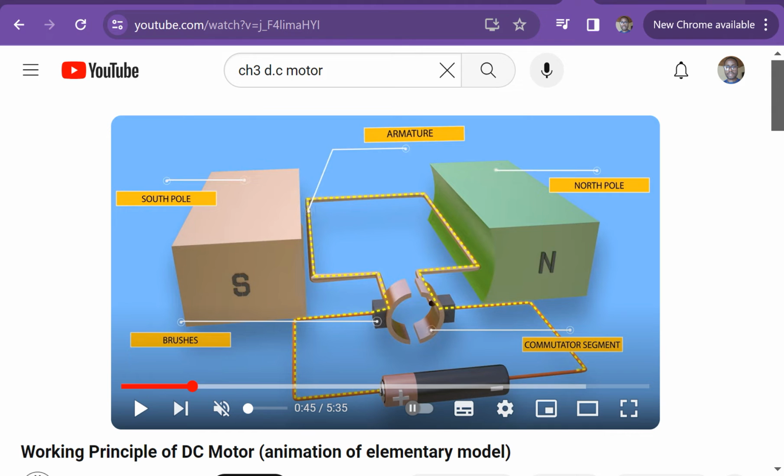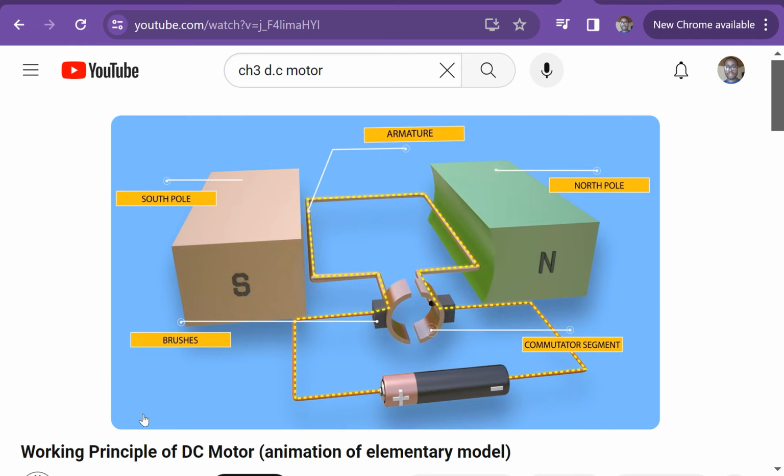Okay, so in this video, let us assume the current is flowing from the positive of the battery to the negative. It is flowing in this direction, as you can see with those yellow dots. One end is the North Pole and the other end is the South Pole. So if we consider this coil with the current flowing in that direction, it means if you use Fleming's left-hand rule, the current is flowing in that direction. As shown in the question paper, the current is in that direction.